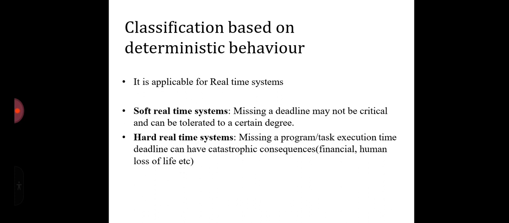Next is the classification based on deterministic behavior. These are categorized into two types. First is soft real-time system and second one is the hard real-time system. Missing a deadline may not be critical and can be tolerated to a certain degree in a soft real-time system, and in a hard real-time system, missing a program or task execution time deadline can have catastrophic consequences.